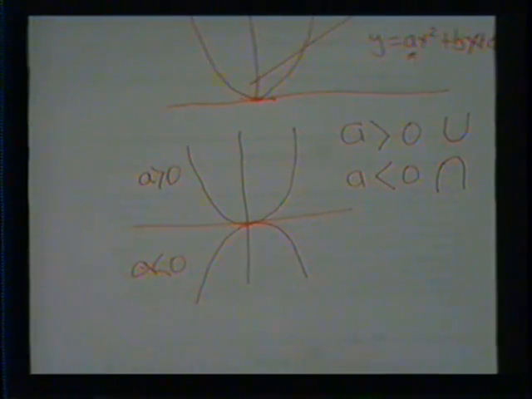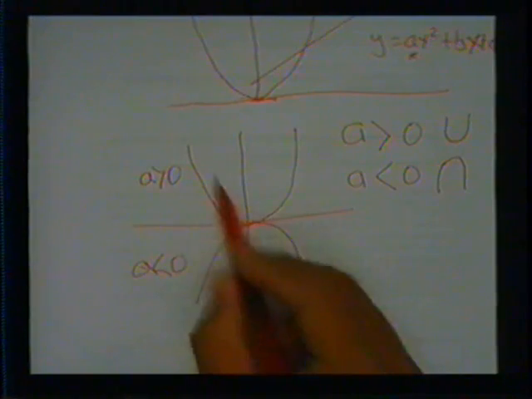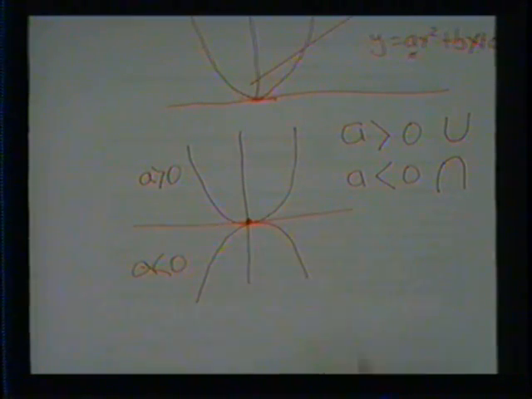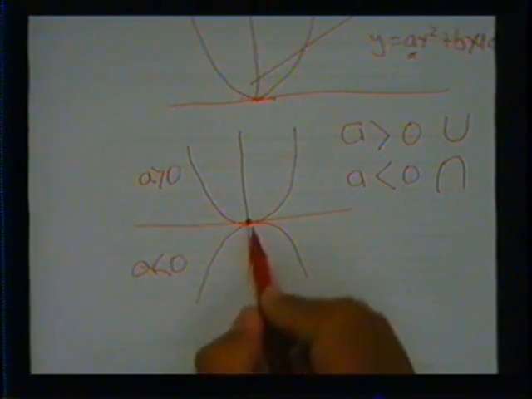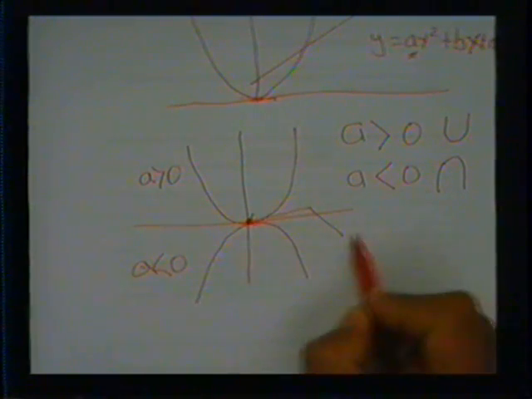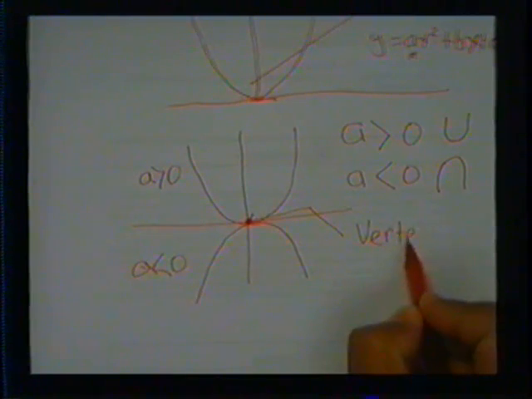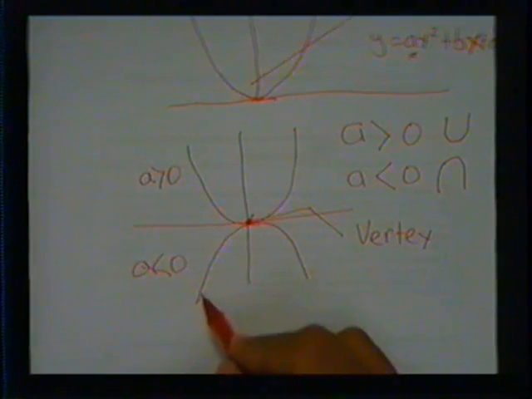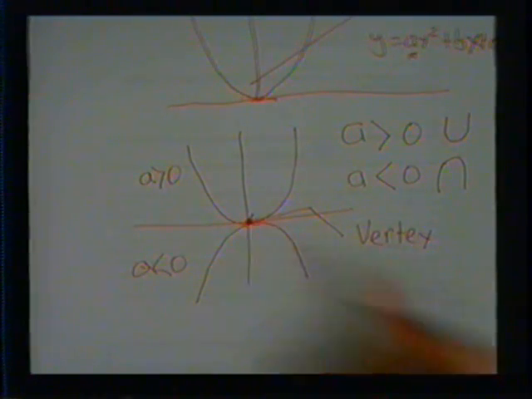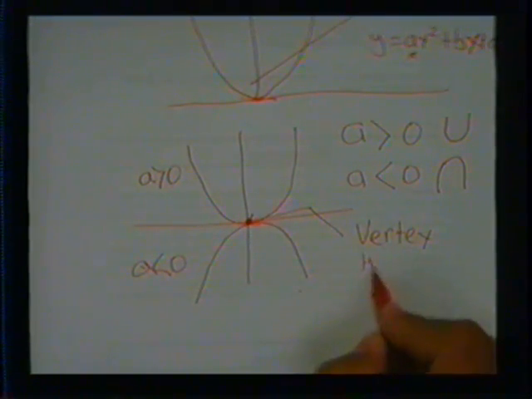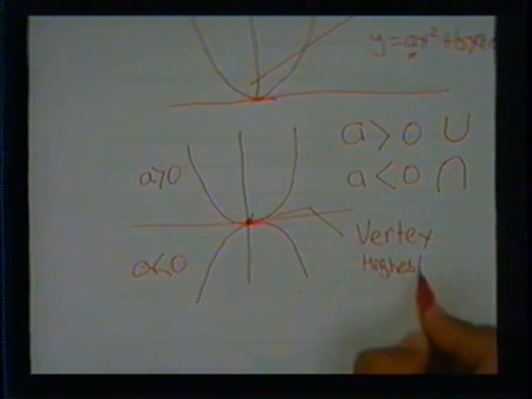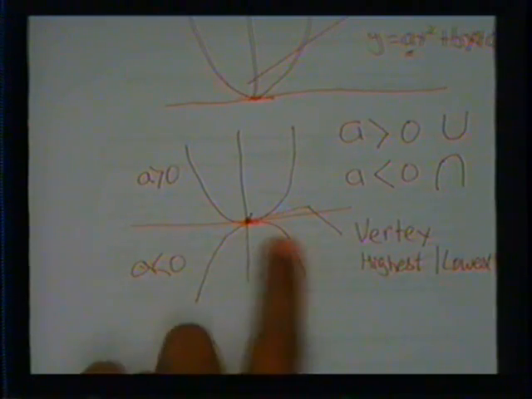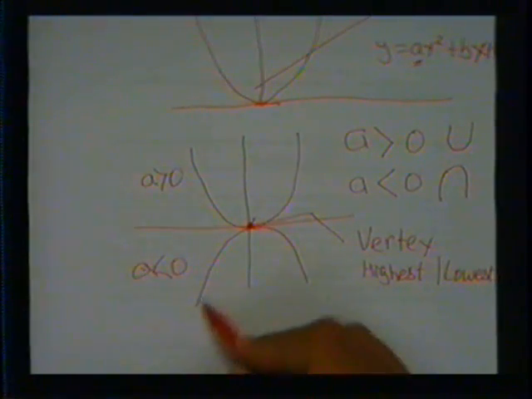So if you have a greater than 0, your graph is like this, and the lowest point in this case is called the vertex. And for this graph, the inverted U, the highest point is called the vertex. So the highest or lowest point of the graph is called the vertex.